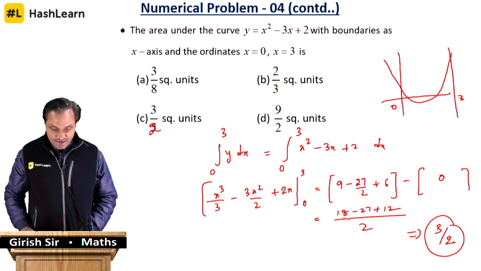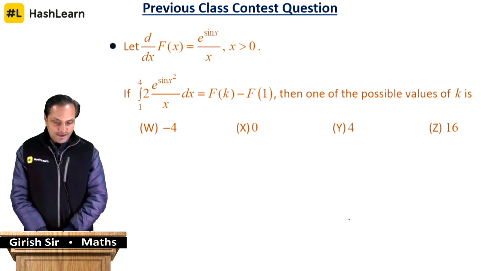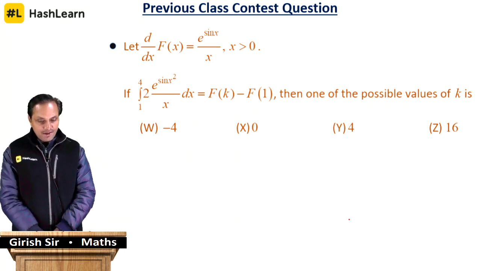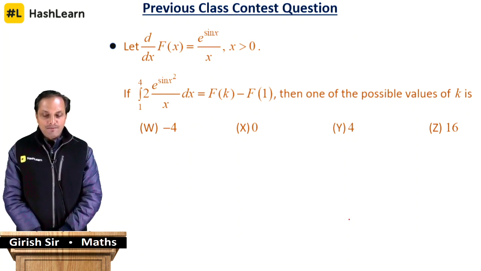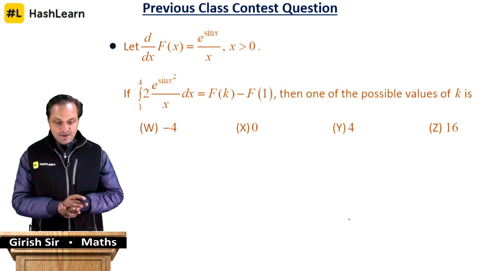The next question is the previous class contest question. So no winner, no one has answered correctly in the 1 minute. So how to do this problem? It's a very simple problem. Already we have done enough number of examples based on this.